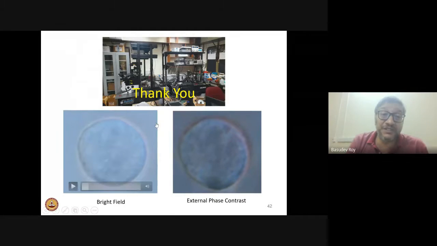This is a Nikon microscope. This is the state of the art that Nikon can do. We have the best objectives you can have.